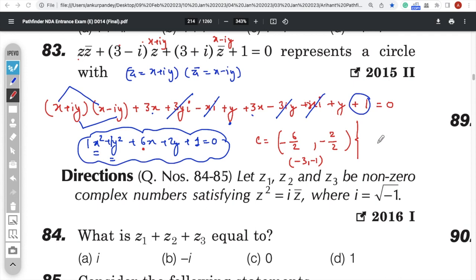Talking about the radius. How do we calculate the radius? We calculate the radius by doing the square of the center's x part, which is 9, plus square of the center's y part, which is 1, subtracting the constant part as 1. 1 minus 1 is 0. Square root of 9 is 3. Hence, the radius of the given equation of the circle will be 3. Clear? Sorted? Both parts done. The center part and the radius part.